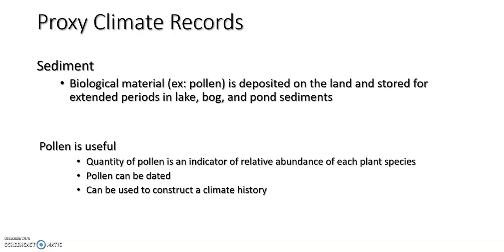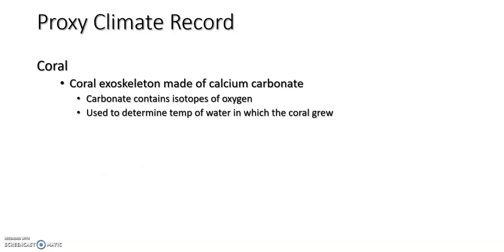Another couple ways that we can do this is sediment, especially ocean sediment that is deposited on land and stored for extended periods of time in lakes, bogs, and pond sediments. Basically, we can look at biological material by looking at carbon-14 data labeling. We can look at how old the pollen is, and then we can look at the quantity. We can look at the type of pollen. Certain types of pollen are going to grow in wet years, other types are going to grow in dry years, and we can look at all of this material in the sediment and get kind of an idea of what was happening in climate. Pollen can be done as well.